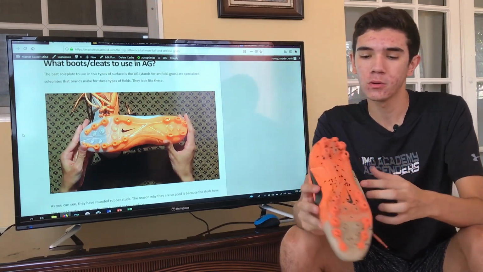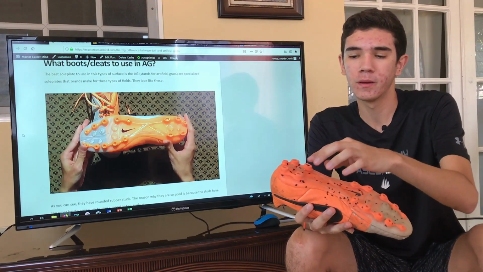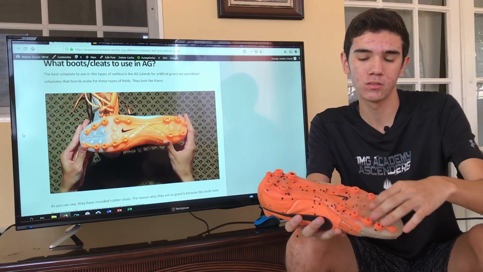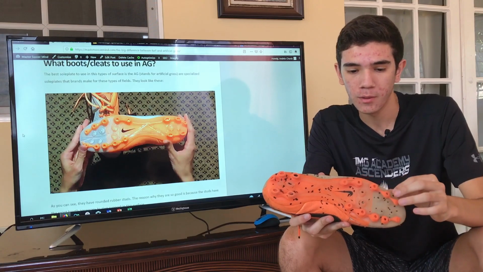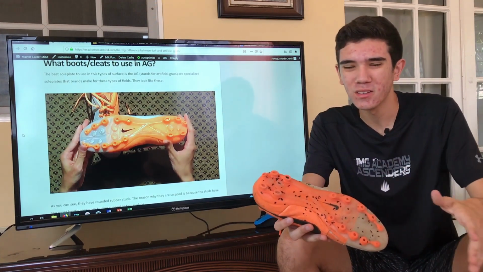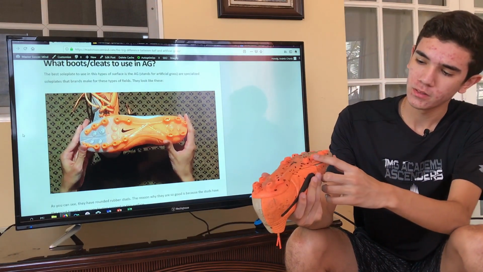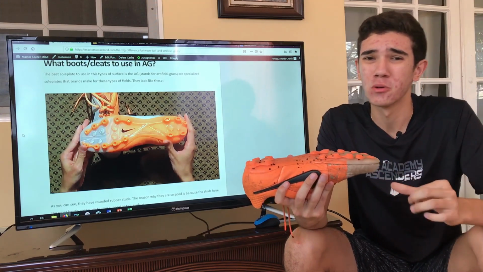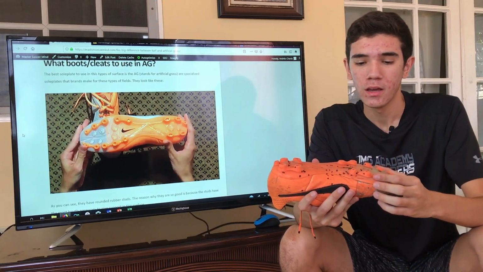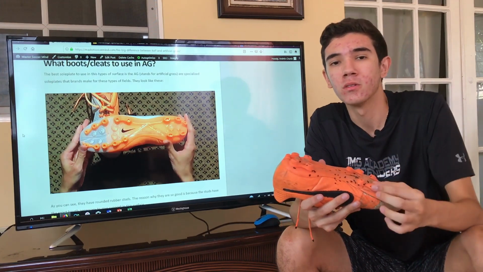Why is it so good for the surface? Well, first, because there is a big number of studs distributed all along the sole plate. Having more studs gives you more stability on this surface, we could say. And also you can see that the studs are a lot shorter than in normal soccer boots. And they are made of rubber and they are spherical.